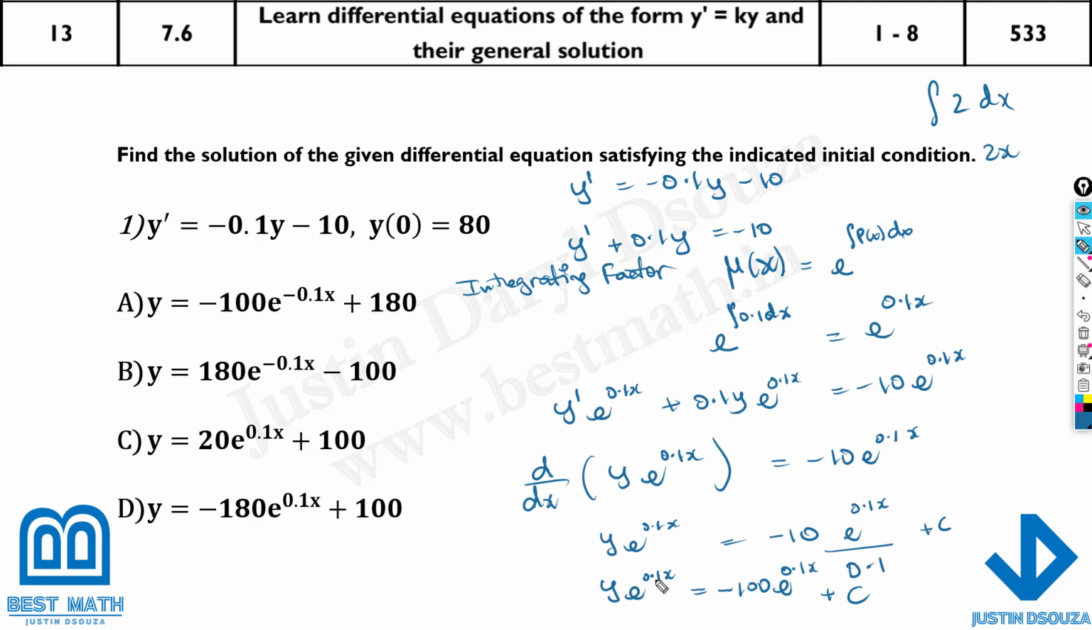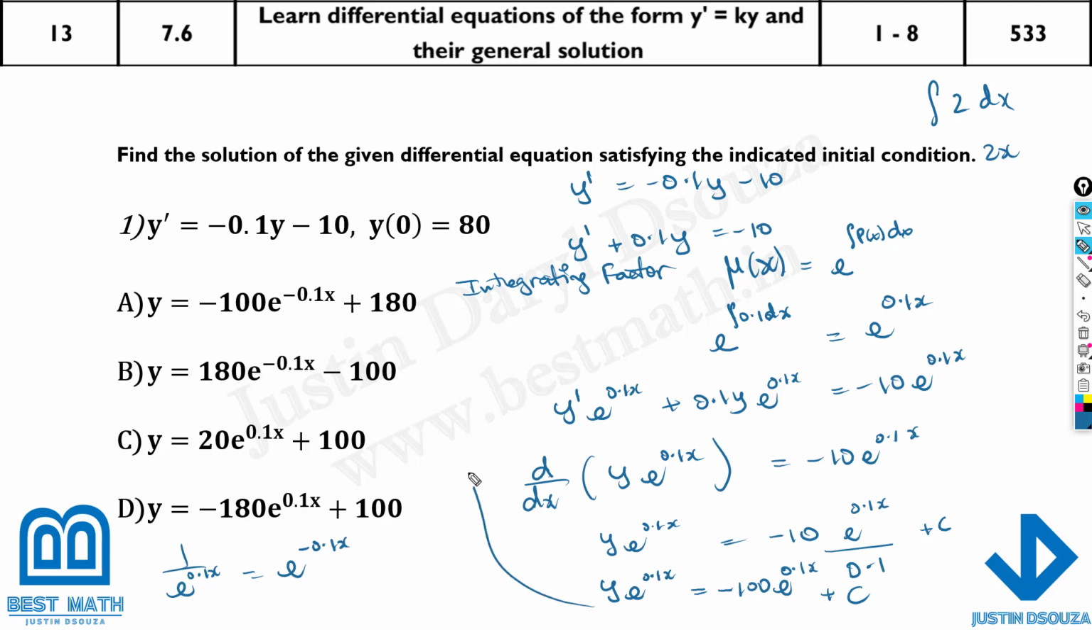But now we can see this e to the power 0.1x here, and e to the power 0.1x here, but this constant term doesn't have it. So what we can do is multiply by the inverse of this. In the sense, let's divide by this e to the power 0.1x. What is 1 divided by e to the power 0.1x? This is equal to e to the power minus 0.1x. So we can multiply this throughout the three terms, and then we can simplify much further.